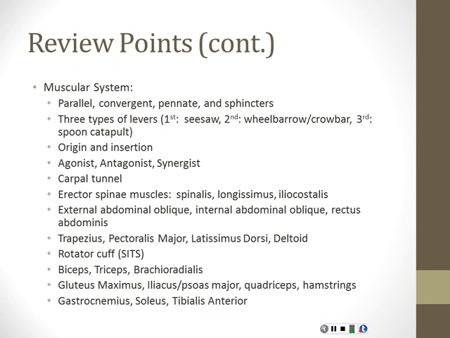Okay, so here it is, and we're going to talk about this in lab 2. Know about the different fiber organizations. So parallel, convergent, pennate, sphincters.